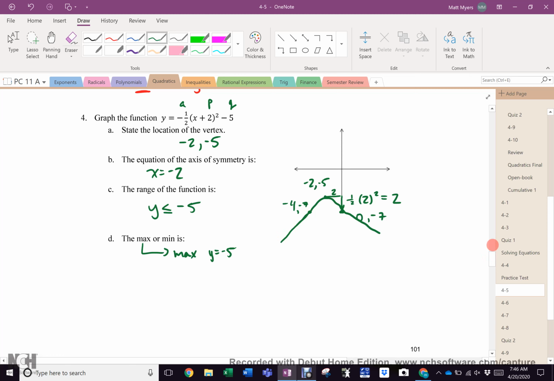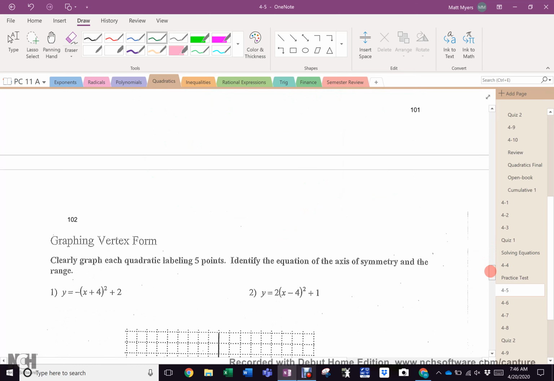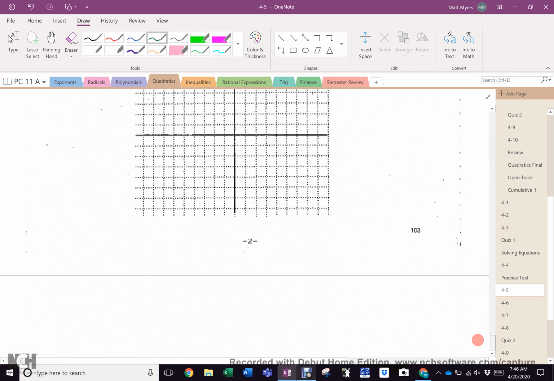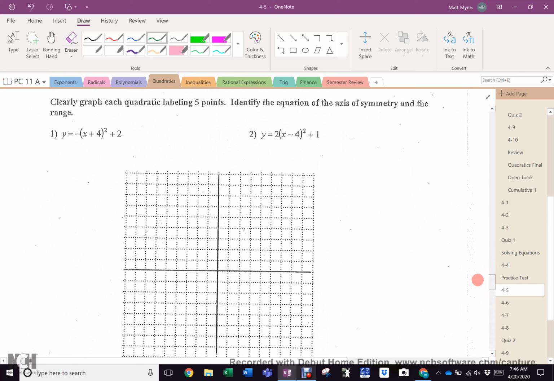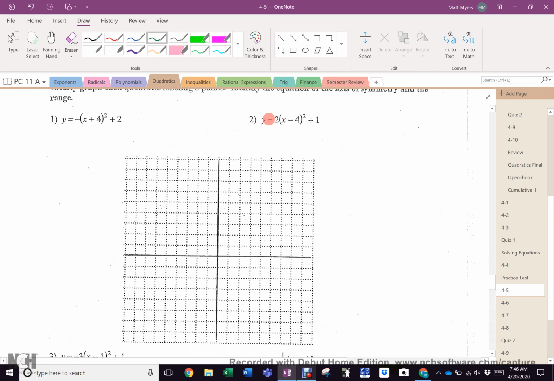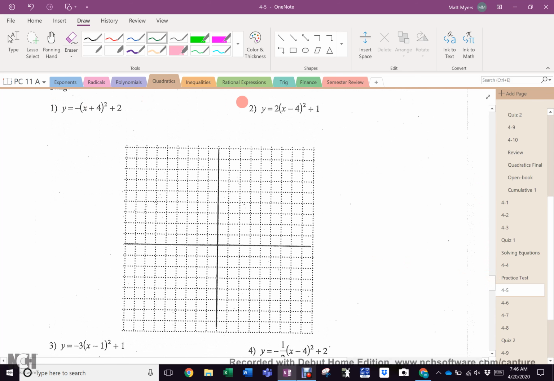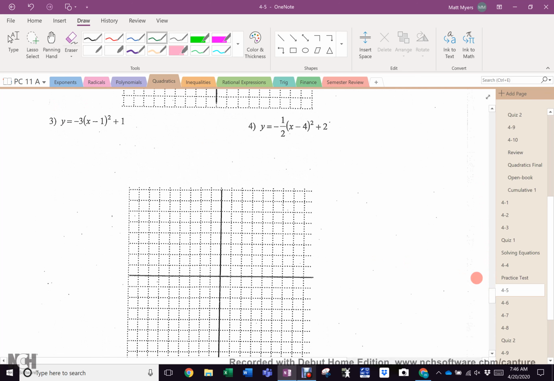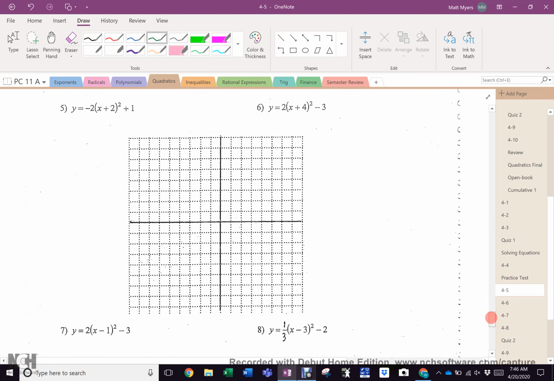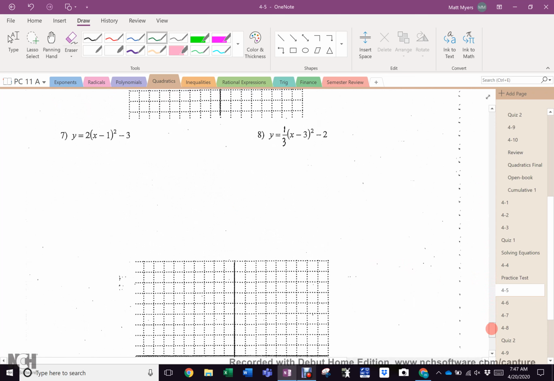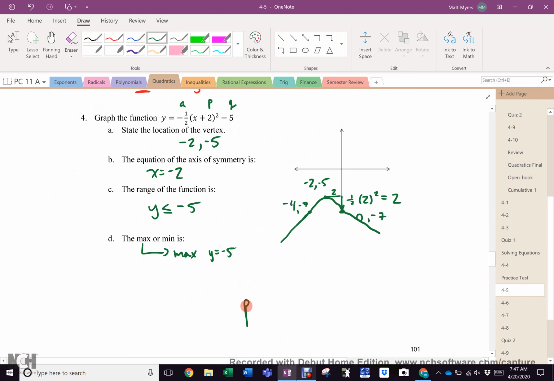Alrighty then. I would like for you to do tonight, page 102 and 103. Now, I didn't give you enough graph paper, so you're going to have to put 2 of these on each graph. So 1 and 2 will go here, 3 and 4 will go here, 5 and 6 will go here, and 7 and 8 will go there. That's your homework, page 102 to 103.